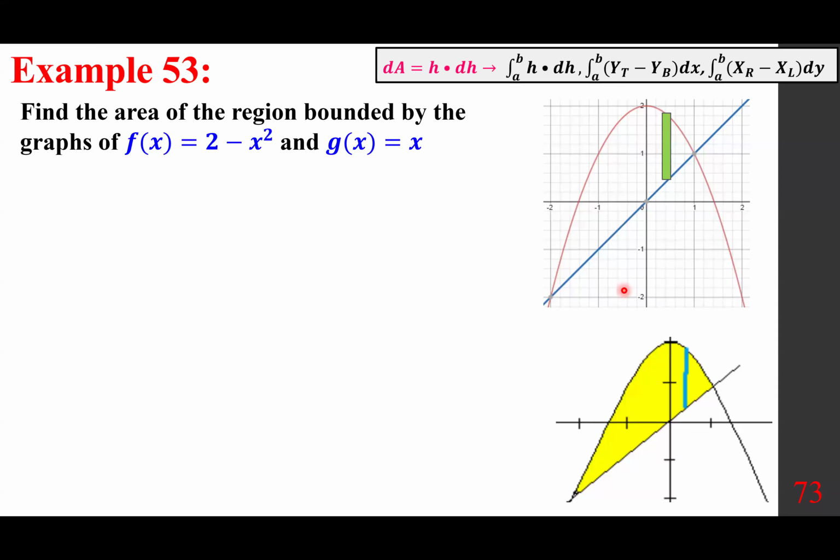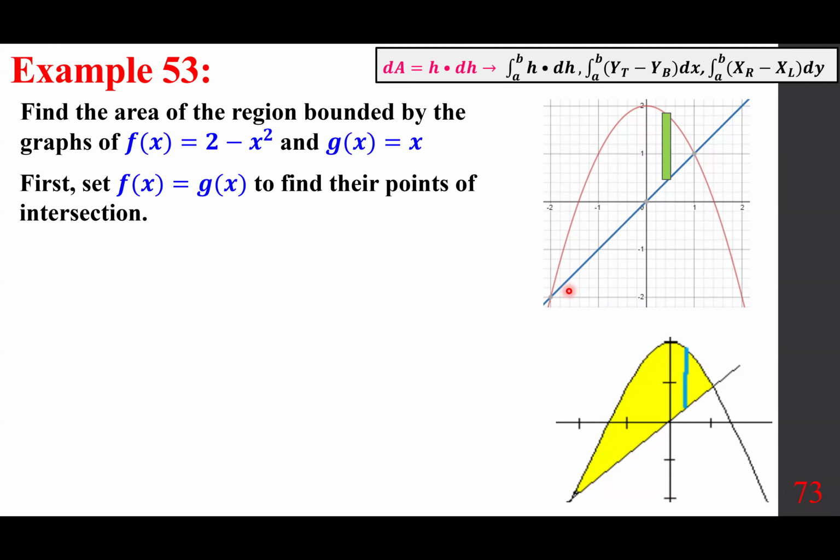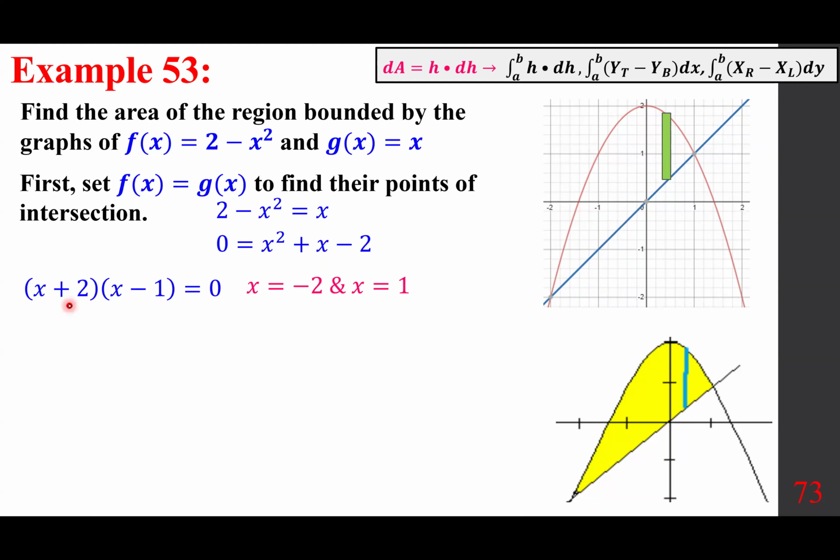This is the shaded region we want. First we set f of x equal to g of x, so 2 minus x squared equals x. Because we want to solve this, we take everything to the right so that x squared is positive. It becomes x squared plus x minus 2. When we factor it, we want two numbers whose product is -2 and sum is +1, which would be 2 and -1. So x is either -2 or +1. The point being, you can do this fairly fast, everybody.